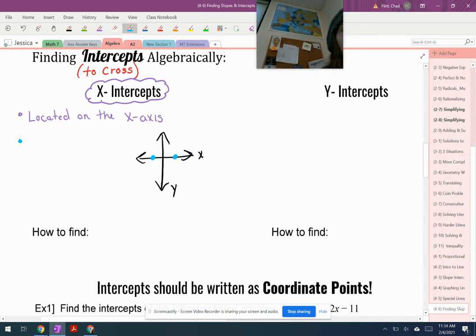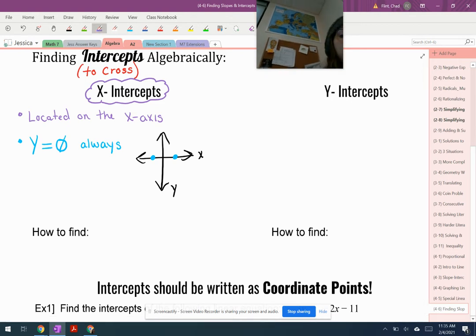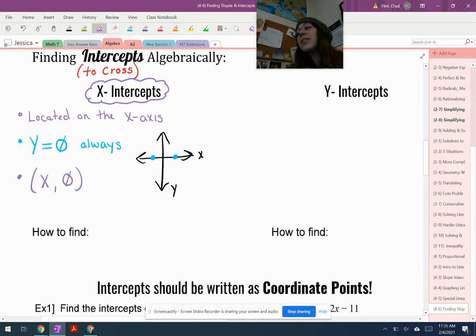So when you're dealing with x-intercepts, y is always going to be equal to 0, which gives you the coordinate point of some x value, comma, 0. That is what your x-intercepts look like. They're going to be an x value, whatever that might be, comma, 0.